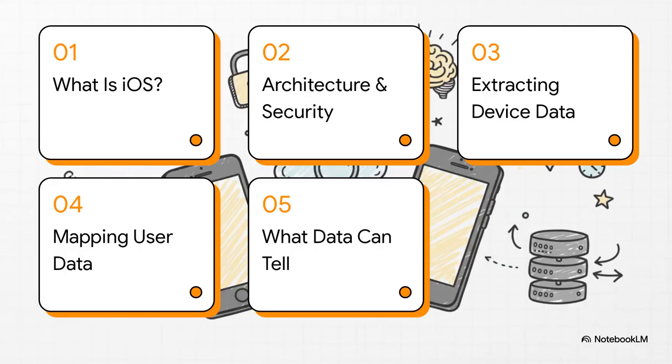We'll start with the basics, like what even is iOS? Then we'll peel back the layers of its architecture and its pretty serious security. After that, we'll get into how data gets pulled off a phone and where to find it. And finally, the really cool part, what all this data can actually reveal about a person's life.